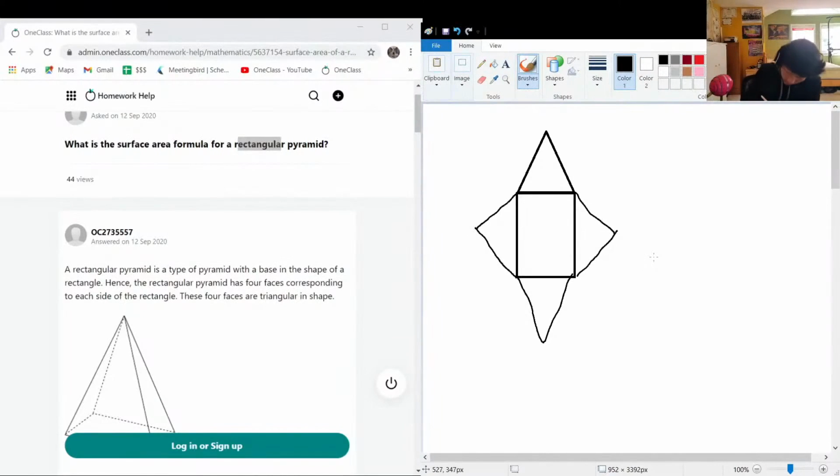So this is an unfolded prism. Okay, so we have five two-dimensional shapes that make up one three-dimensional rectangular pyramid, and if we find the area of all of them individually, we can find the surface area of the whole rectangular pyramid fairly straightforward.